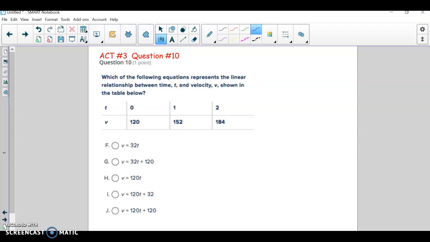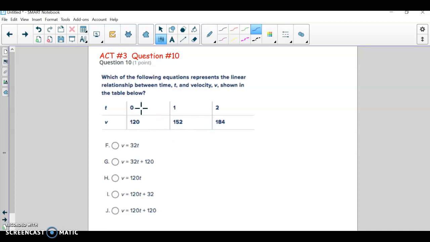All right, this is ACT assignment number 3, question number 10. And we have to find the relationship, find out what is the right equation. I guess it's a relationship that relates the time here and velocity in this little table. There's a bunch of ways to do this, to be honest.